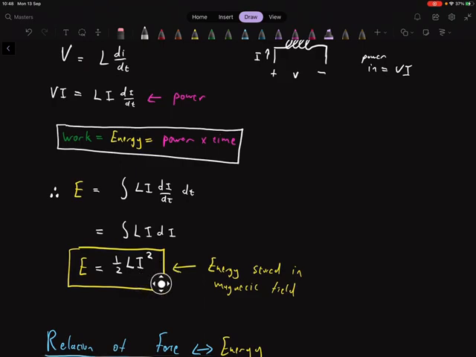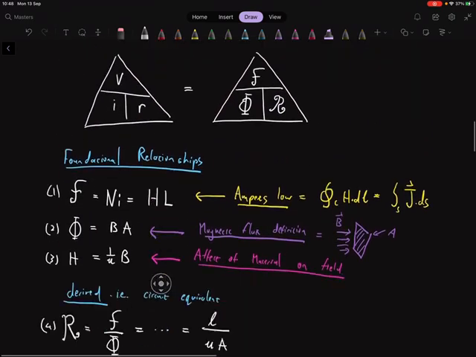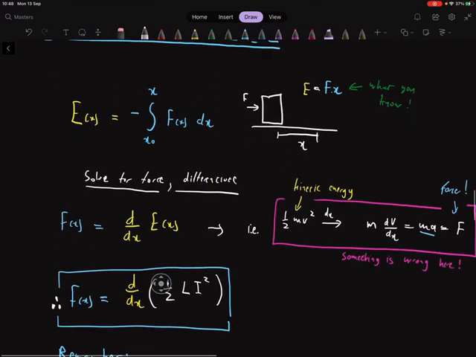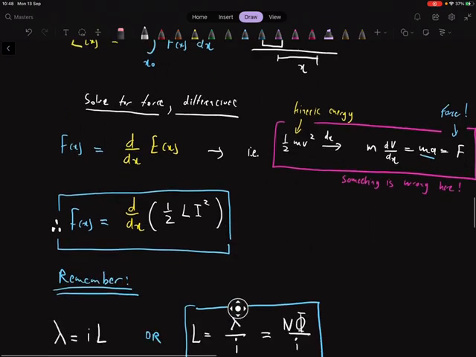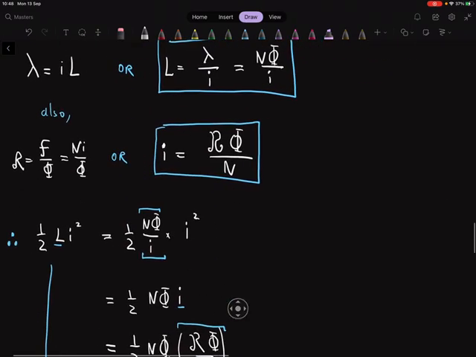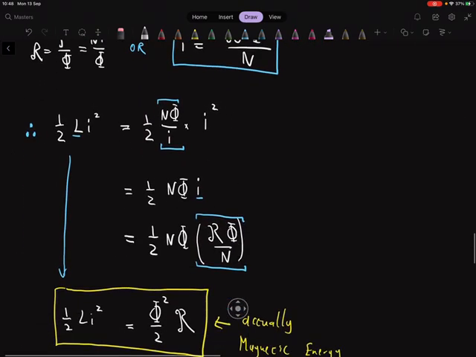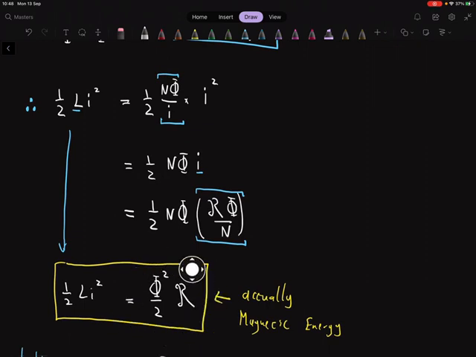Magnetic energy. Remember, where was it? Force. This is a fundamental relationship, energy and force. That's very cool. And there we go, that's magnetic energy. And then we did the conversion to make it in terms of reluctance. So now at least you can know why we use this formula and why we derive it to find force.